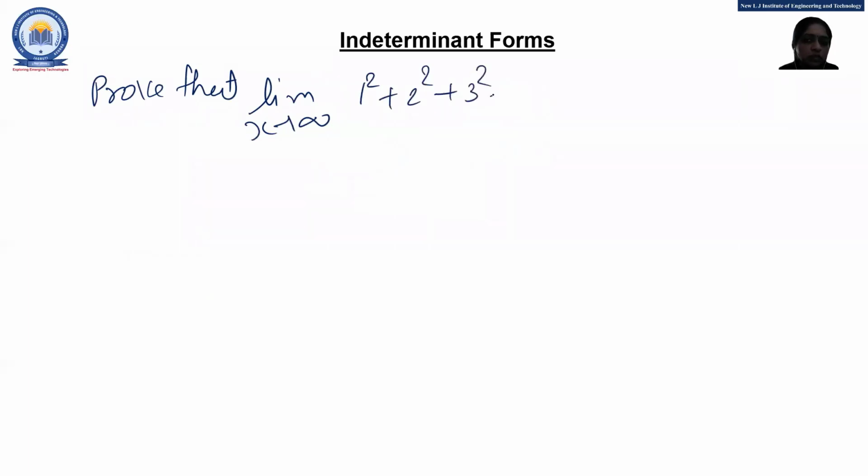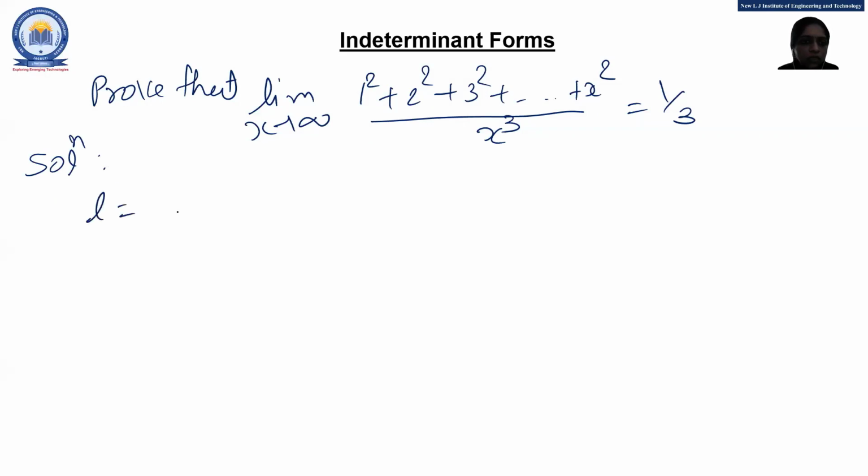Next question is, prove that limit x tends to infinity of 1 square plus 2 square plus 3 square plus up to x square upon x cube is equal to 1 by 3. So let's start the solution, and our solution is L is equal to limit x tends to infinity 1 square plus 2 square plus 3 square plus up to x square upon x cube.